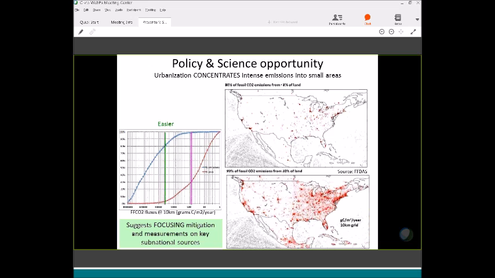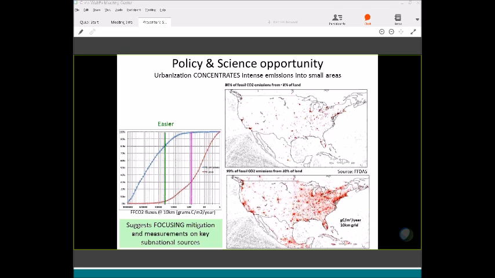I'm just pointing out the fact that we have what scientists call log normal behavior. The emissions are concentrated in small areas, and if you can focus your resources, both from a policy sense and from a scientific sense, you can get a lot of bang for your buck if you can be satisfied with less than perfect coverage. So that's kind of the idea there.